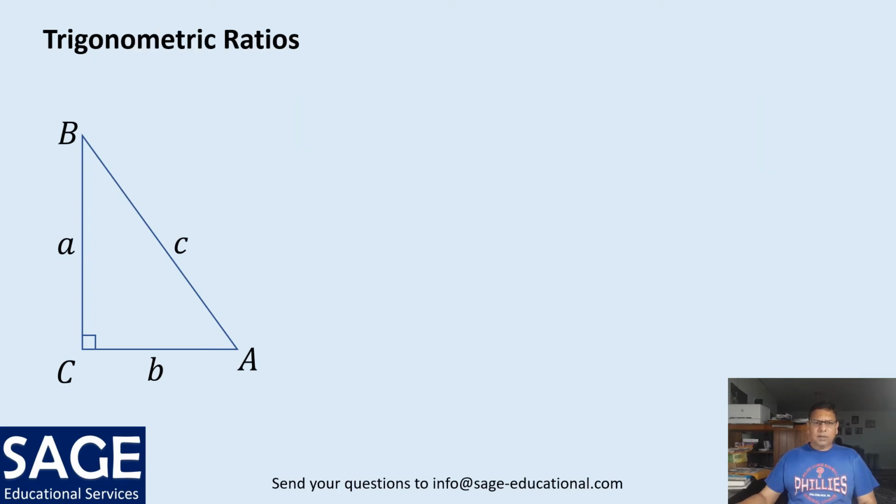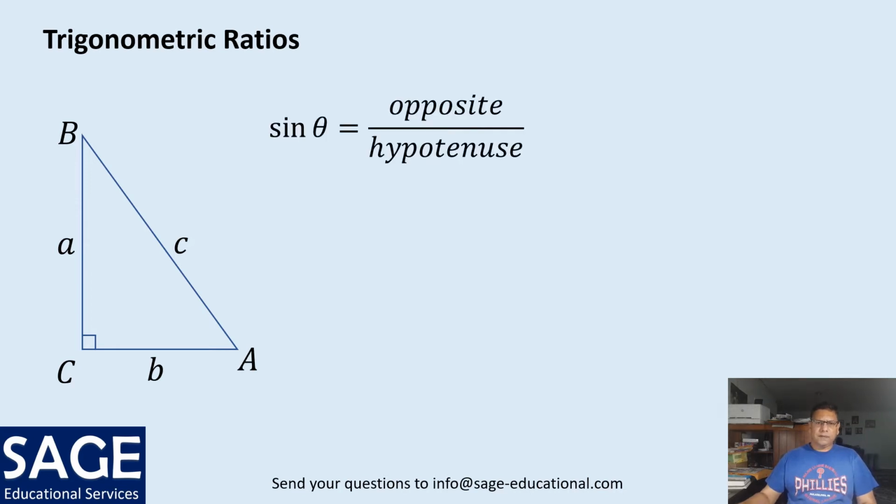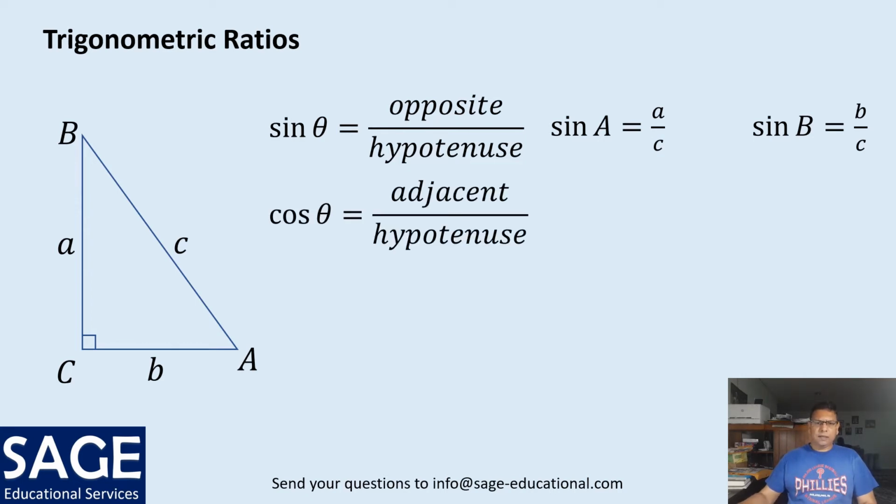Now let's quickly talk about the trigonometric ratios. The first trigonometric ratio is sine of any angle theta, which is equal to opposite over hypotenuse. For angle A, side A is opposite and side C, which is the longest side, is always the hypotenuse. In the same way for angle B, side B will be opposite and C is always the hypotenuse.